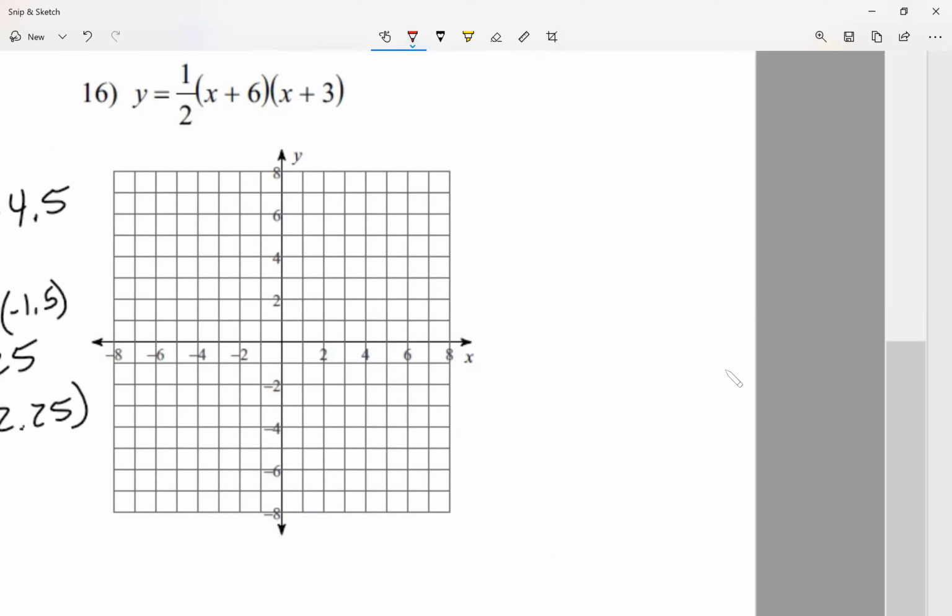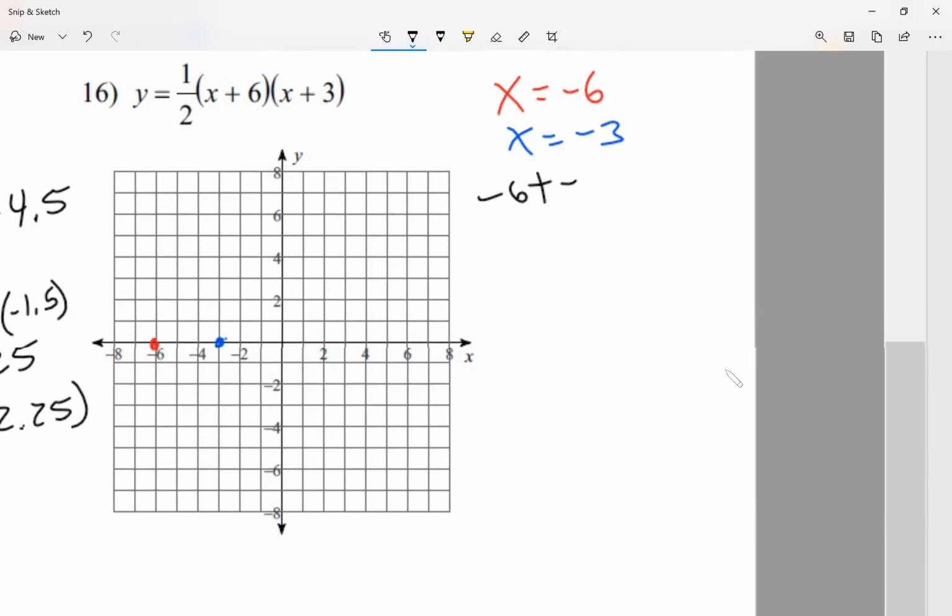My first parentheses, I'm going to say my x value is -6. The second parentheses, I'm going to say my x value is -3. So that is, let's see, -3, -6. Now I need to find my vertex. Looks very, very similar to some numbers I just used, but I'm still going to do it again. I add the 2 x values divided by 2. That gives me my x value is -4.5.